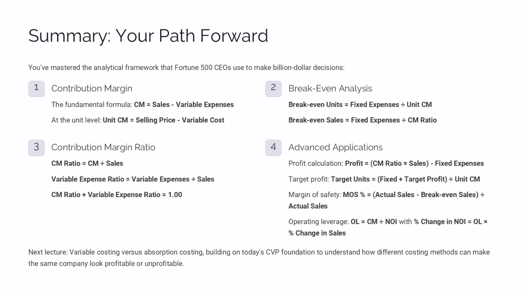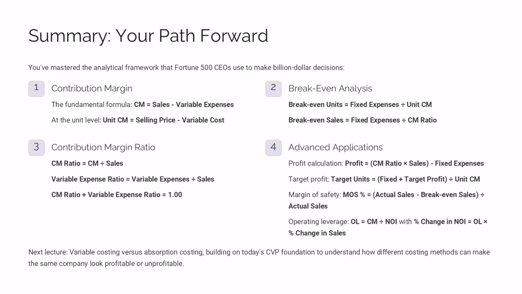You understand margin of safety with its formulas: MOS $ equals actual sales minus break-even sales and MOS percent equals MOS $ divided by actual sales. That critical buffer between success and failure that explains why some companies survive recessions while others collapse.